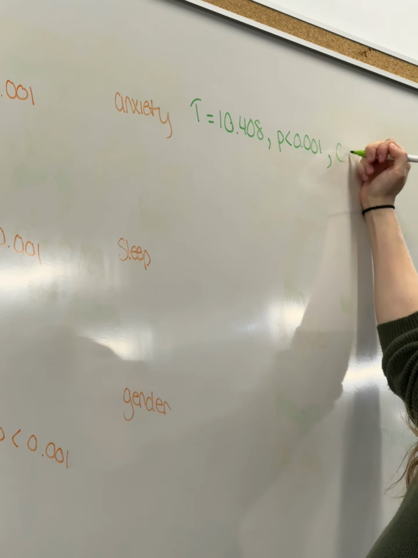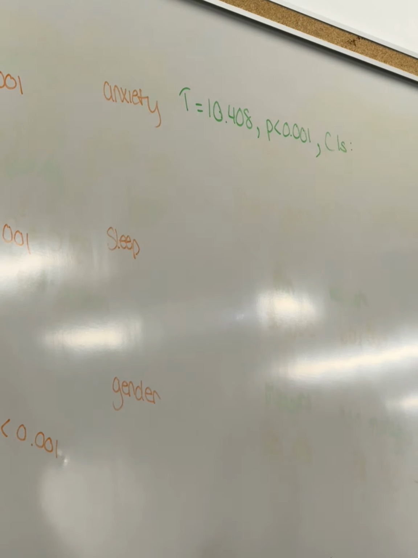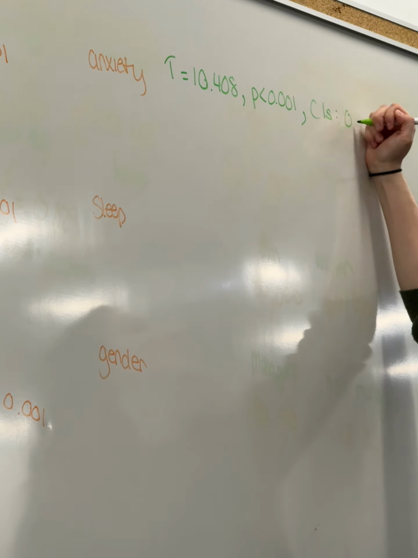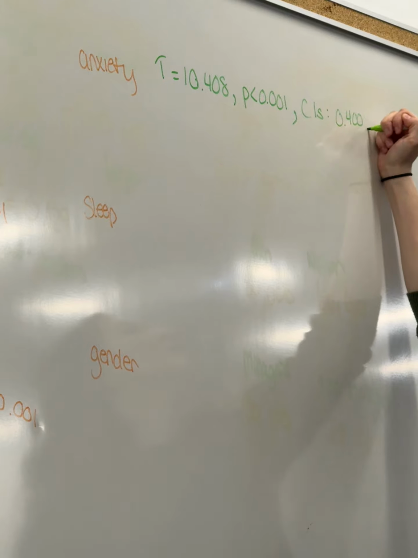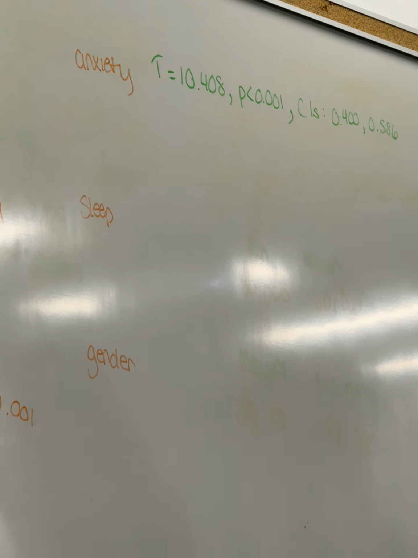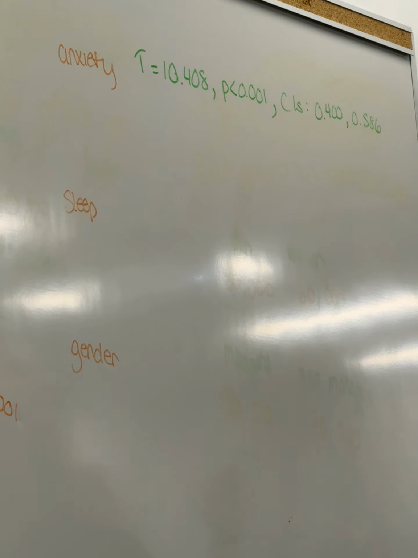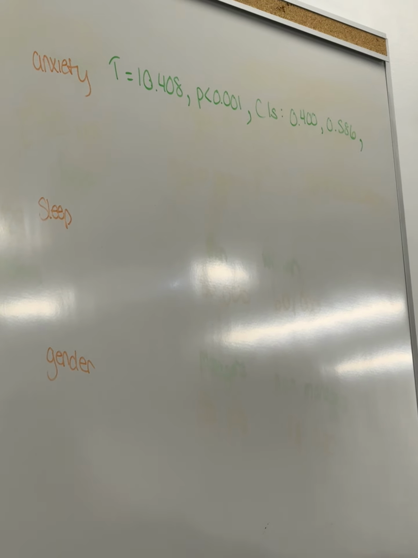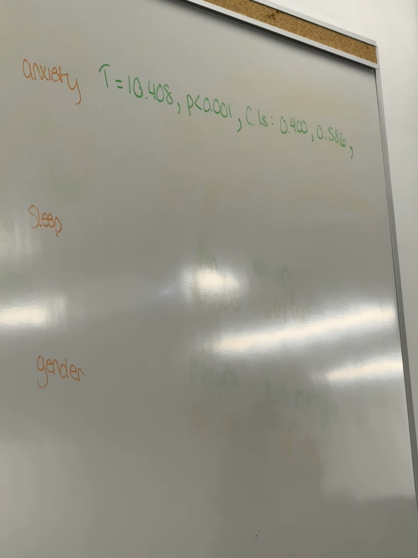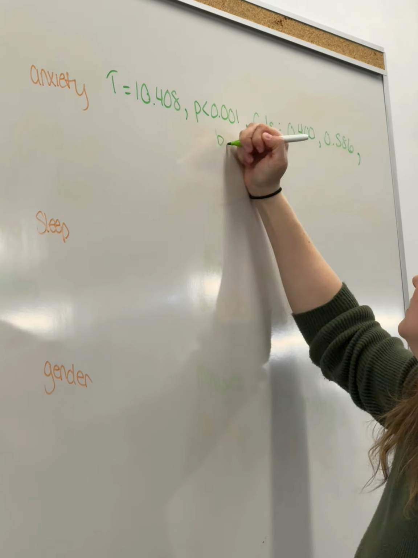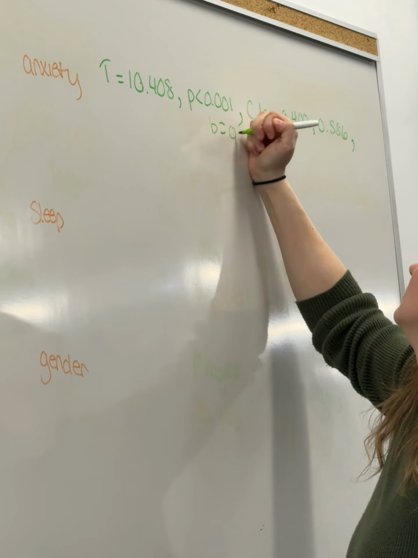And then you have CIs as well, which is 0.4, 0.5, 0.4. Does this look familiar for everybody? Coolio? Awesome. Okay. And in addition to that, we have our beta value. For anxiety, it's 0.493. So B equals 0.493.